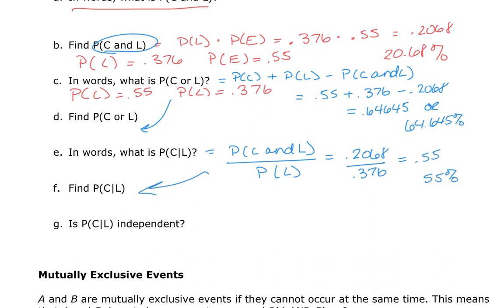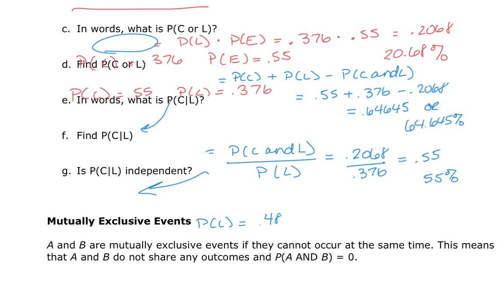So that's that. Is this independent? No, this is not independent because P of C is equal to 0.48 or 48% chance. And for it to be independent, this probability of C given L has to equal the probability of C, and this doesn't. So we know that this is not independent.